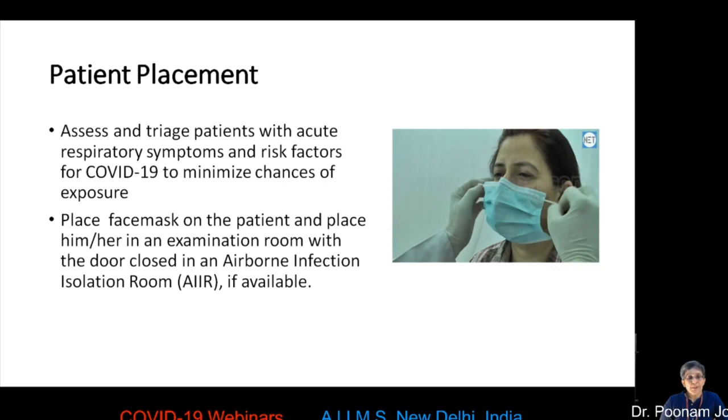Assess and triage patients with acute respiratory symptoms and risk factors for COVID-19 so as to minimize the chances of exposure. So the patients who are reporting with acute respiratory symptoms or some risk factors are to be immediately triaged and placed in an isolated area. Make them put on the face mask and place them in the examination room with the closed door, in an airborne infection isolation room if available.